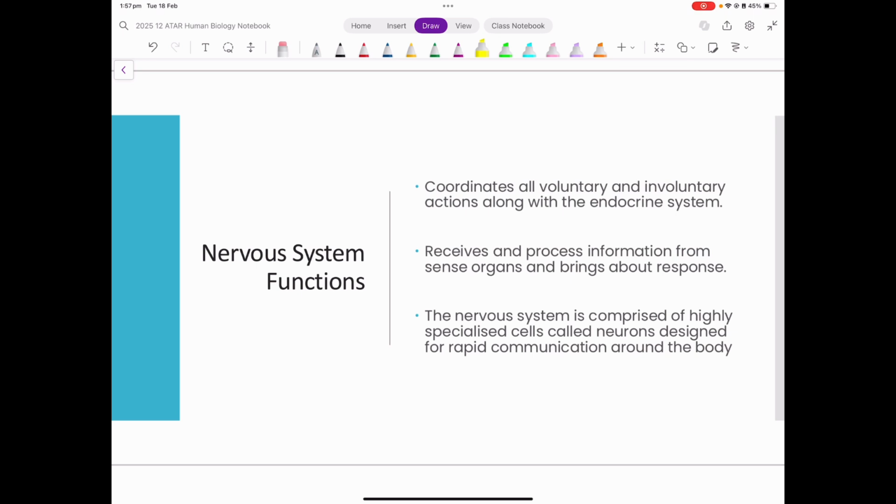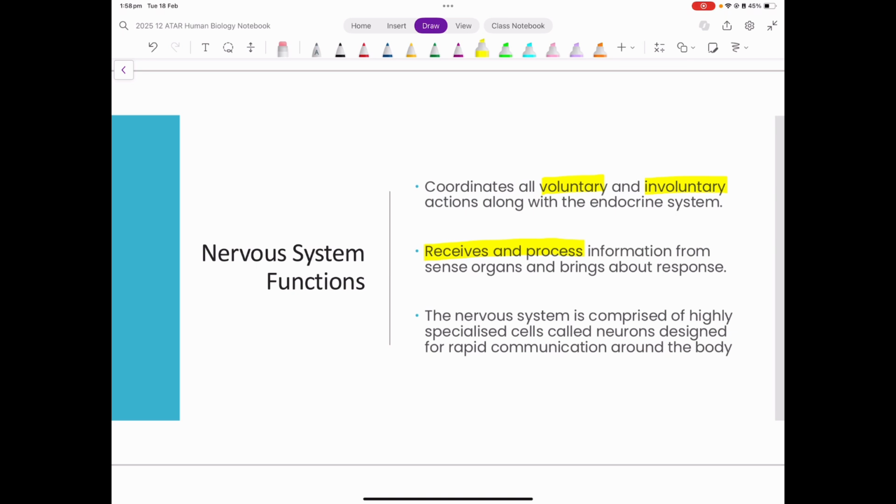The functions of the nervous system can be grouped largely into two different categories, being voluntary or involuntary. Voluntary actions are the things that we think about doing, and involuntary being the things that we're not thinking about. The second thing the nervous system is responsible for is receiving and processing information from our different sense organs. Think brightness of a particular screen maybe, that's detected by your eyes, that sends a message to your brain, and then your brain is going to process that information.